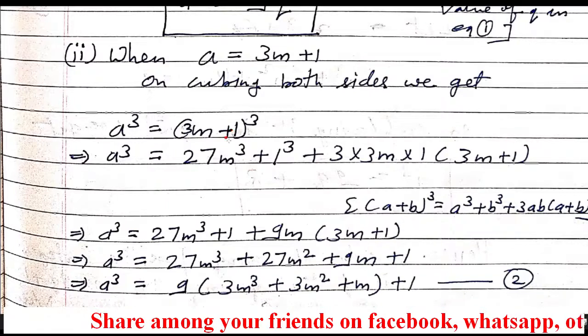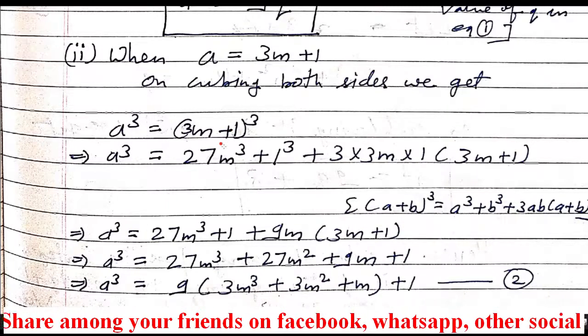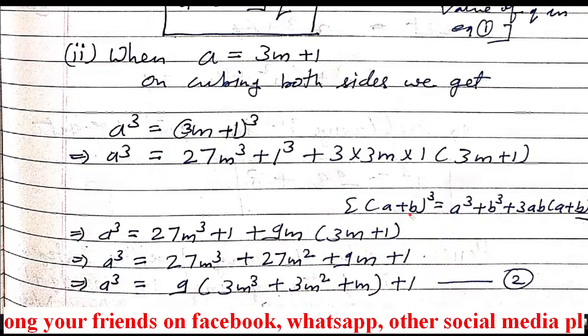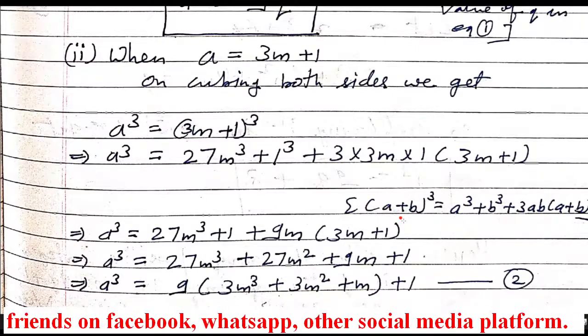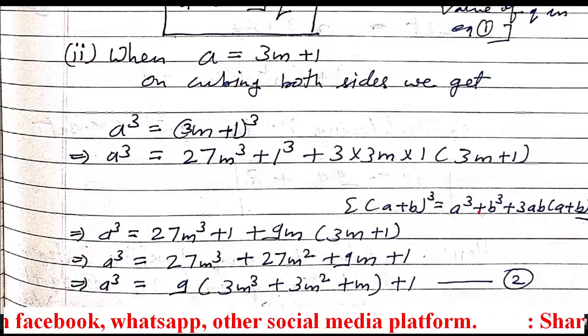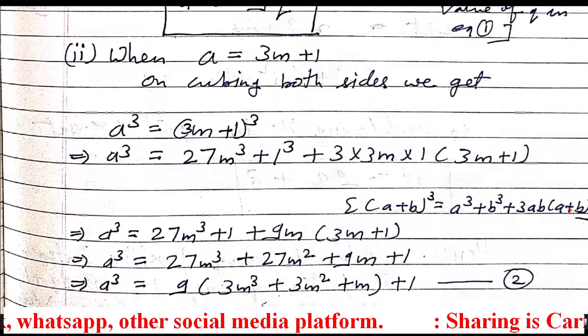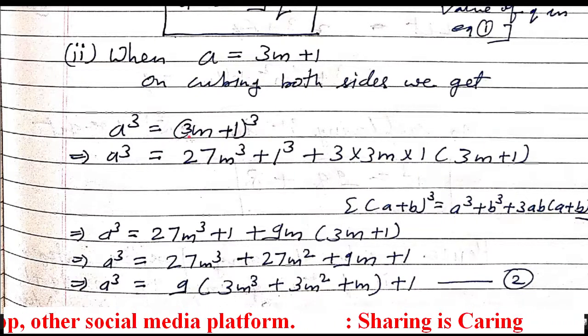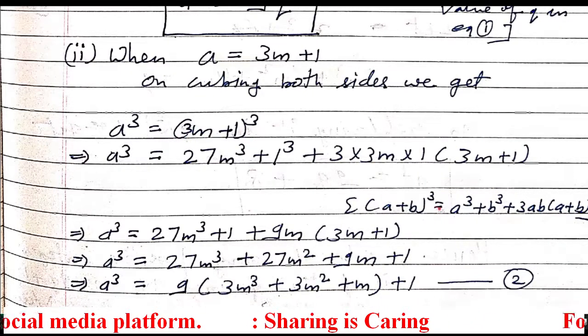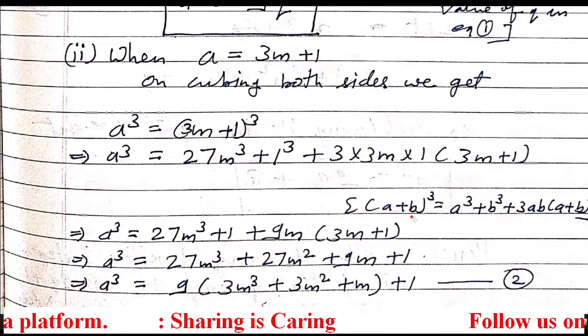Now here, students usually make a mistake when doing the cube. So first, just understand the cube formula. The cube formula is (a + b)³ = a³ + b³ + 3ab(a + b). So what is a here? A is 3m. And what is b here? B is 1.